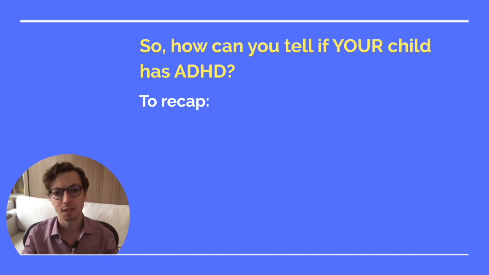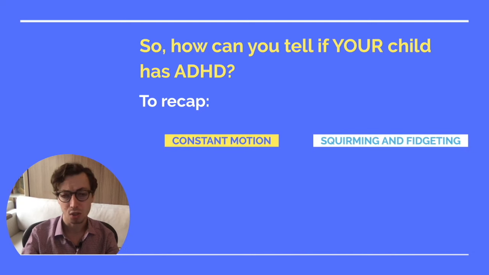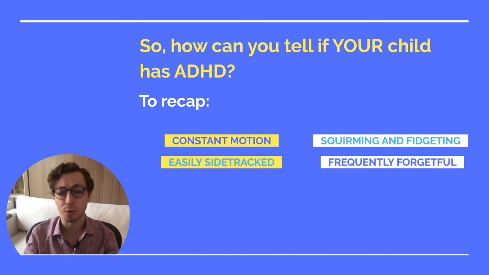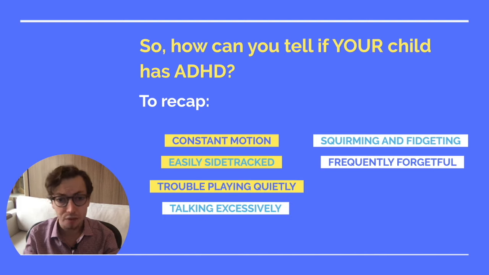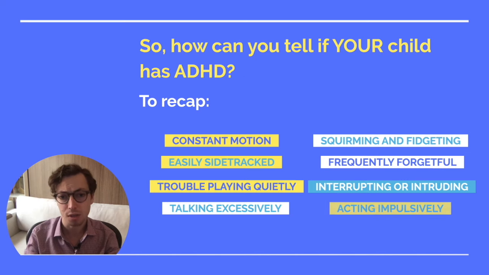To recap, some of the most common symptoms include being in constant motion, squirming and fidgeting, getting easily sidetracked or distracted, being disorganized or frequently forgetful, having trouble playing quietly, often talking excessively, interrupting or intruding on others, acting impulsively, or consistently not finishing tasks.